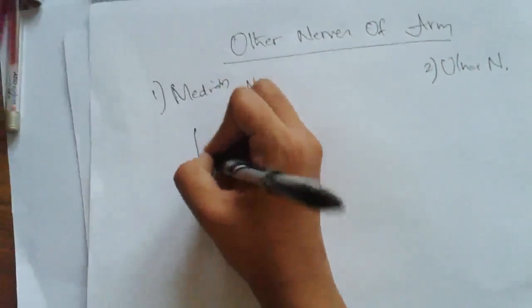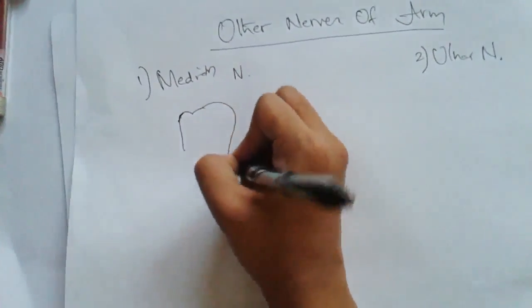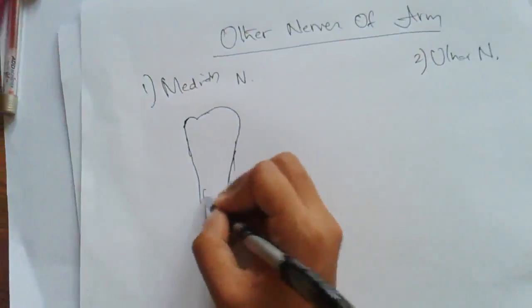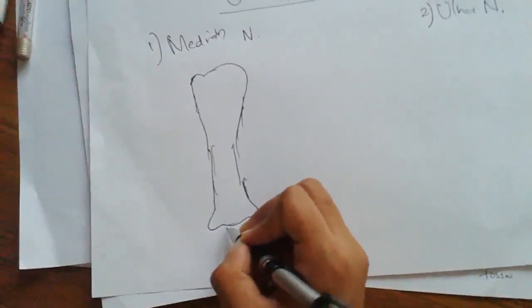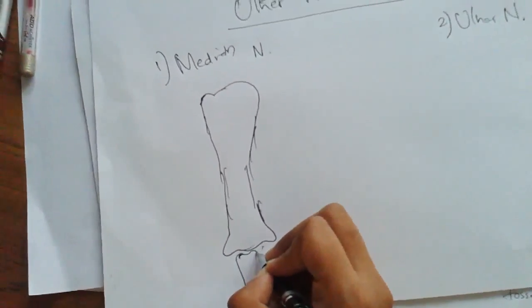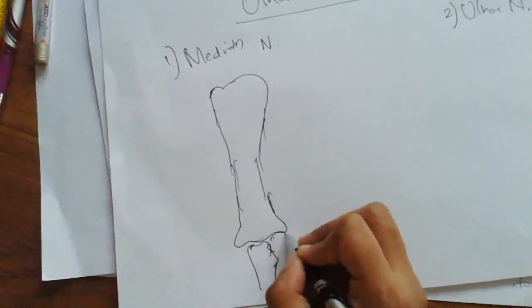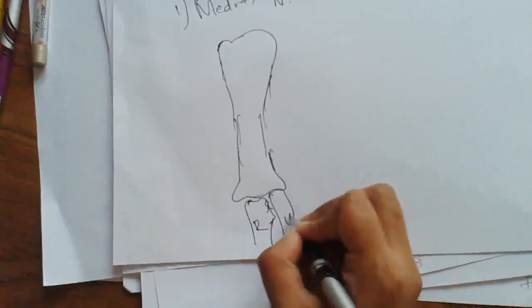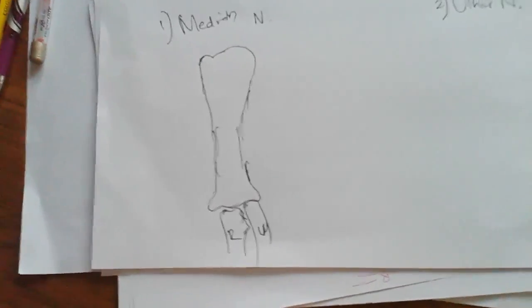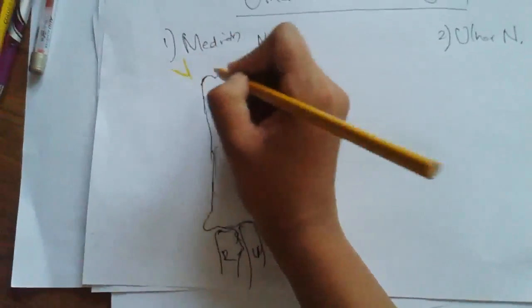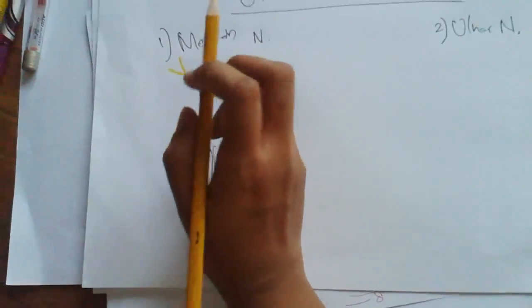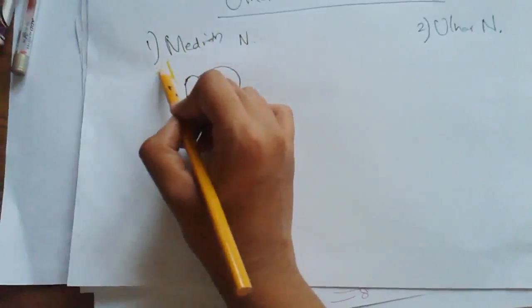So let me draw a picture of mainly the humerus so that you will have an idea what is happening to it. Maybe the diagram is worse, but never mind. This is radius, this is ulna. Now the median nerve. It arises from the medial and lateral cords. There will be medial and lateral roots of the median nerve. The medial root of the median nerve is from the medial cord of the brachial plexus. Similarly, the lateral root of the median nerve is from the lateral cord of the brachial plexus.